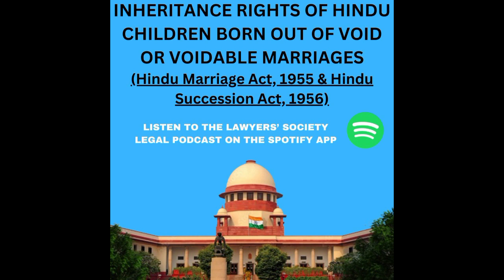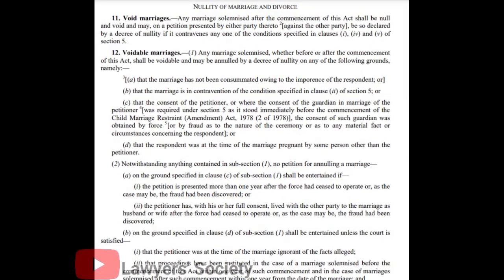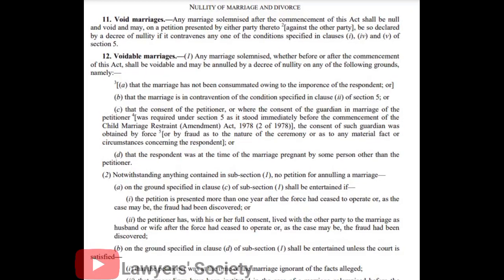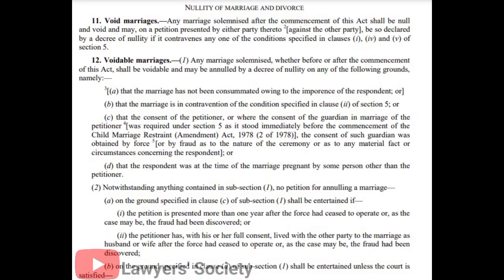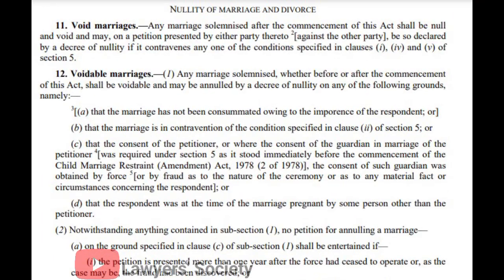In this episode, we'll be talking about the inheritance rights of Hindu children born out of void or voidable marriages. For this, you need to be aware of two laws. One is the Hindu Marriage Act, the other is the Hindu Succession Act. In the Hindu Marriage Act, you must be aware of sections 11, 12 and 16 in particular. Section 11 deals with void marriages and section 12 deals with voidable marriages.